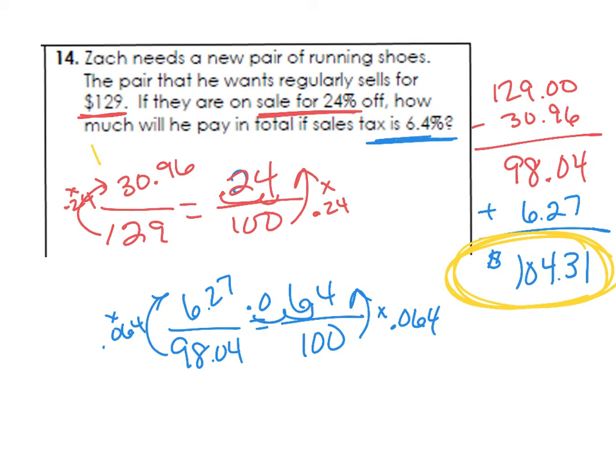So as you can see, we have to do one thing and then two things. Sometimes it's a markup, sometimes it's a discount. Then you have tax or a tip. So you're going to be doing multiple steps. You know how to do all of it. Just take it one step at a time.